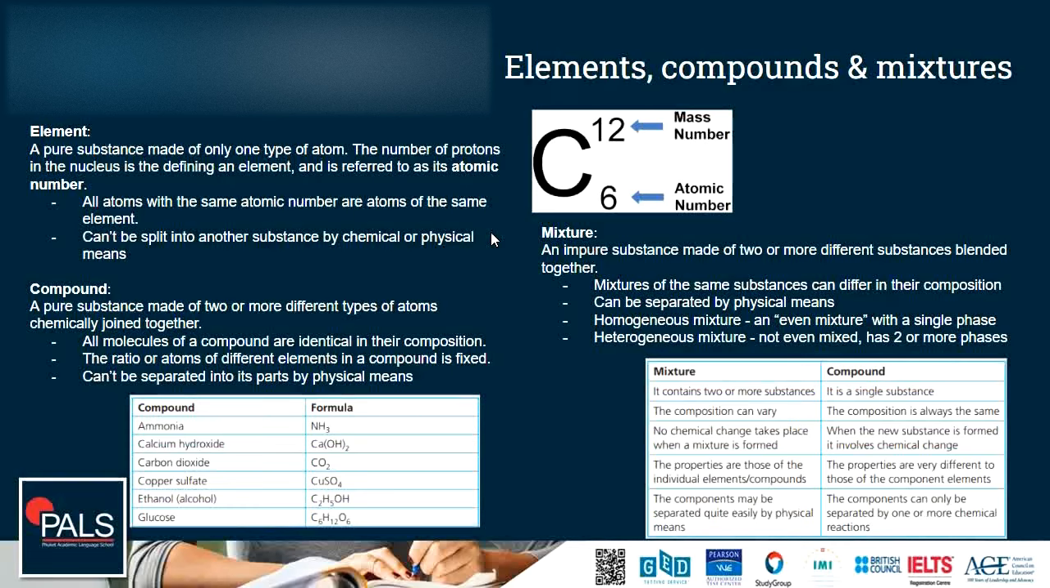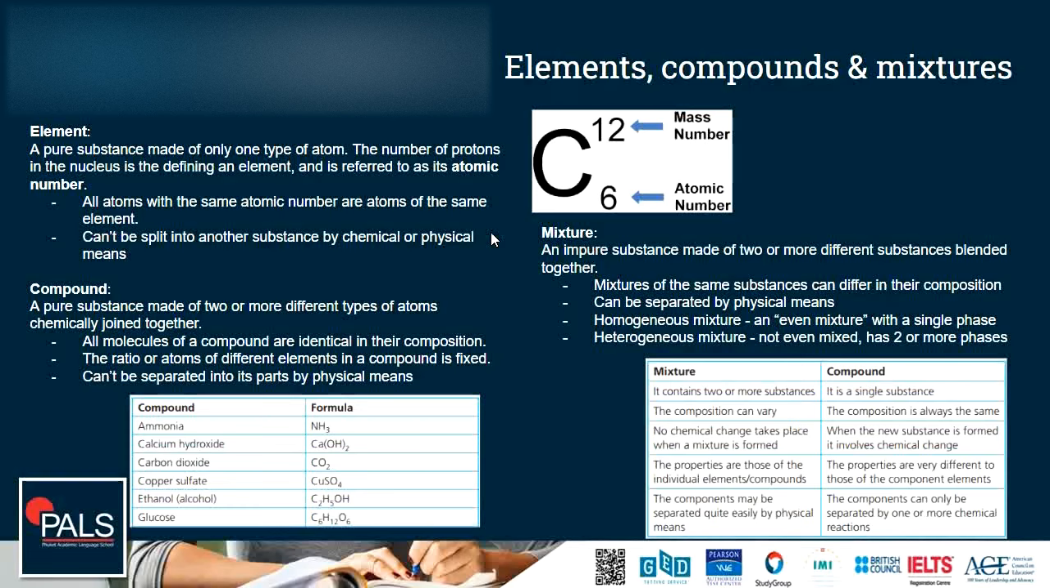In mixtures, there's no chemical change that takes place when the mixture is formed. So if we use salt and water again, we dissolve the salt in the water, no chemical change takes place. We can separate the 2 again by evaporating the water, for example, and we get back the salt. Whereas when we have a compound and we react 2 substances with each other or 2 elements with each other, the substance that is formed is a new substance with its own chemical and physical properties.